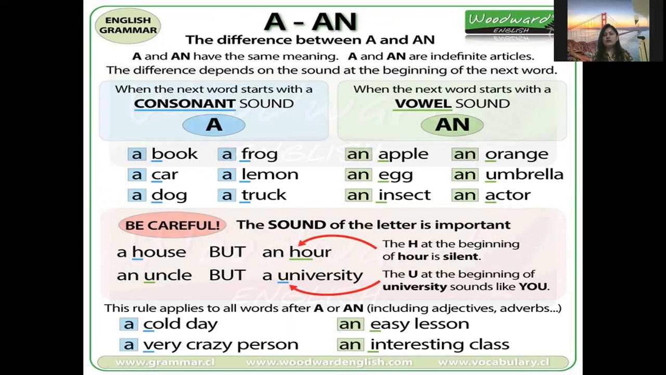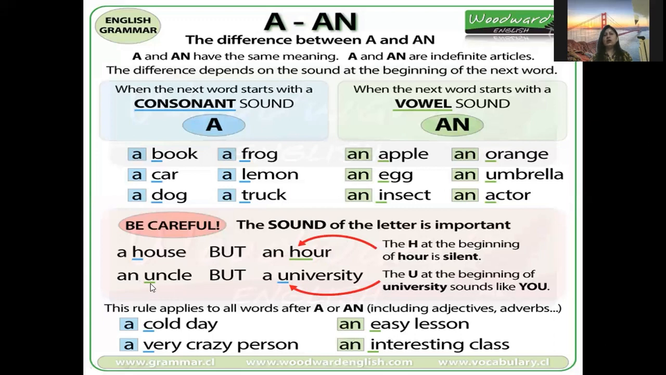Here you have to understand, it's not the letter that matters. It's the sound that matters. The sound should be a vowel sound for the article an. If the sound is a consonant sound, like house starts with H, which is a consonant sound, we will use a before it. Hour has an A sound. A is a vowel sound. So we will use an before it.